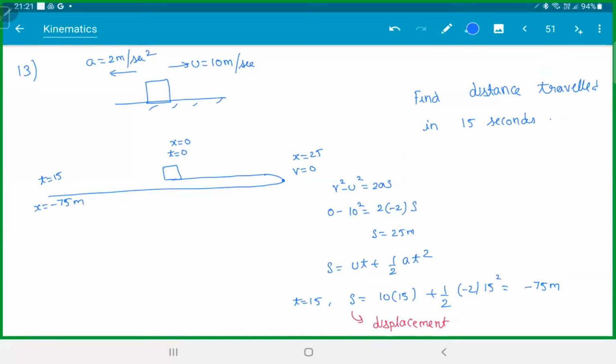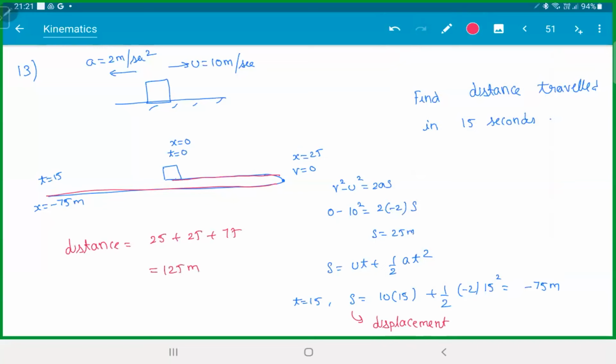Now you think about it logically. You started from x is equal to 0. You went to x is equal to 25. Then you came to x is equal to minus 75. So how much did you travel? You went 25 meters forward and then you went 100 meters backward. So distance would be the length of the path traveled. That will be 25 forward, 25 back to the origin, and 75 from the origin, 125 meters.